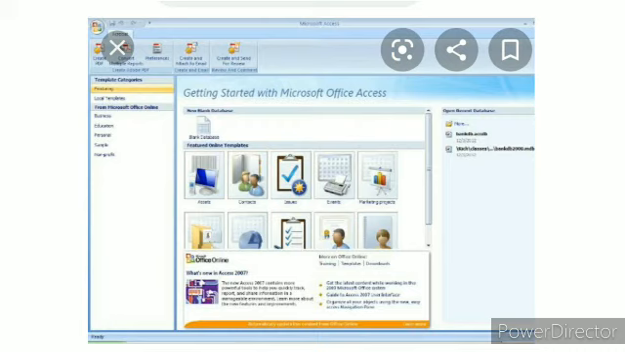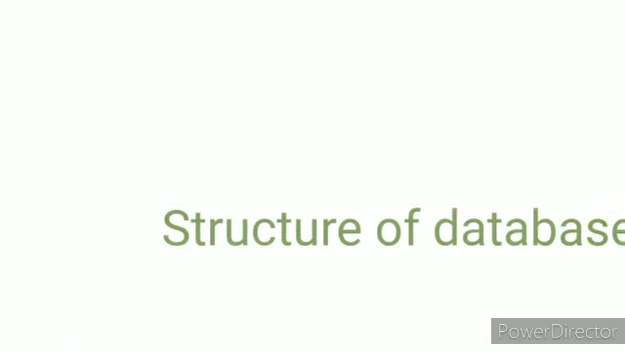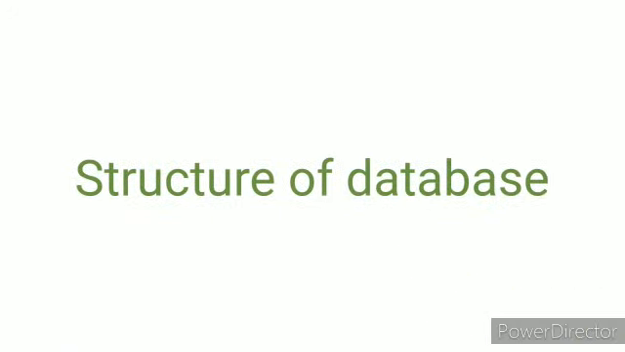Okay, children. Now, let us continue with the next topic, that is structure of database. Structure of database means a database contains a specific structure to store the data. Let us study some basic terminologies used in the database that will help us to know about the functioning of a DBMS. Okay, children? In this one, there are four terminologies. What are those? First one is tables, queries, forms, and reports.